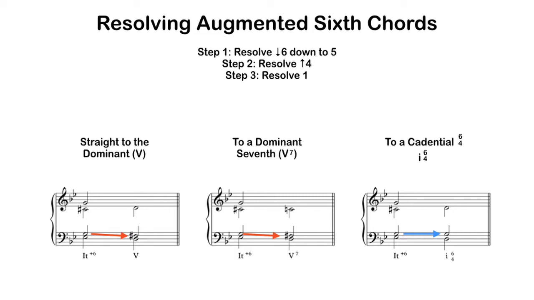So, flat 6 goes down to 5, sharp 4 goes up to 5, unless you're going to a 5/7, in which case it goes down to natural scale degree 4, and then scale degree 1 goes down to the leading tone. Step 4. Let's resolve the national tone.